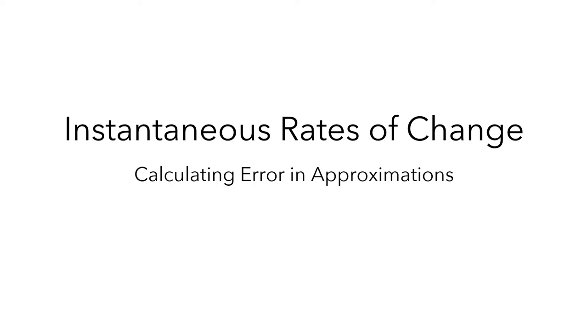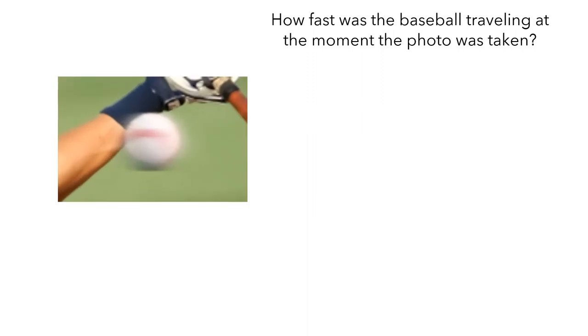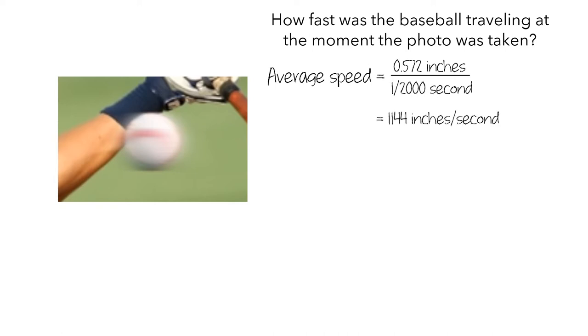In this video, I'll describe a way to figure out how much error there is in an approximation of instantaneous rates of change. Previously, we looked at a photo of a baseball player trying to hit a ball and asked how fast the baseball was traveling at the moment the photo was taken. In the last video, we computed the average speed of the baseball by figuring that it traveled 0.572 inches in 1/2000th of a second, which was 1,144 inches per second, or 65 miles per hour.